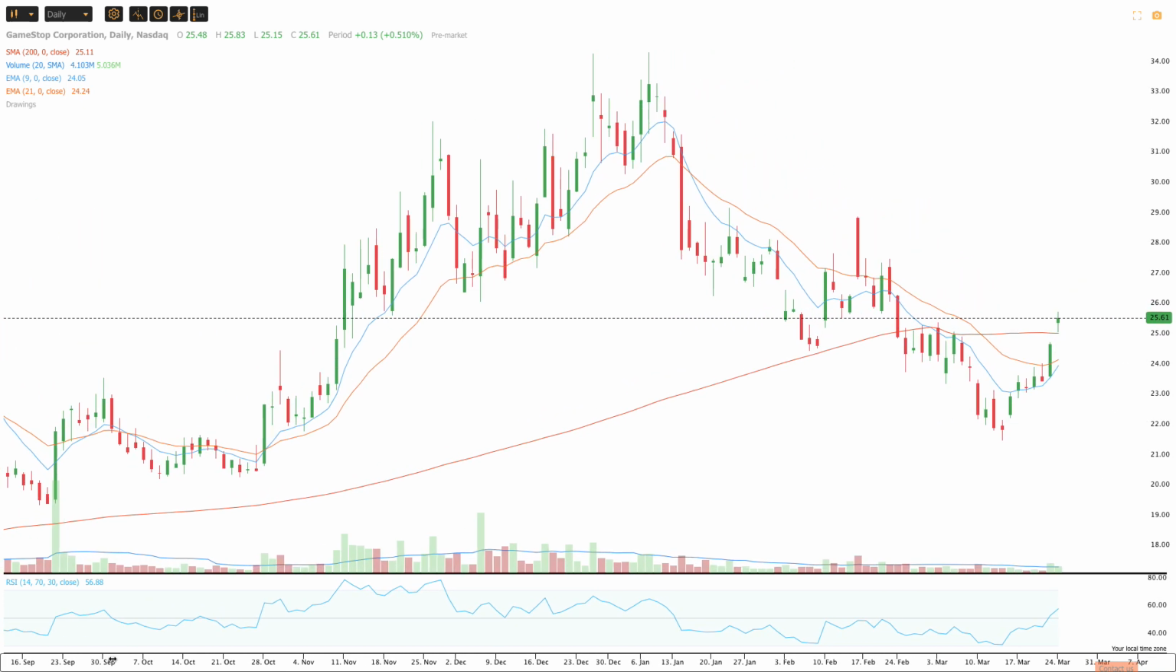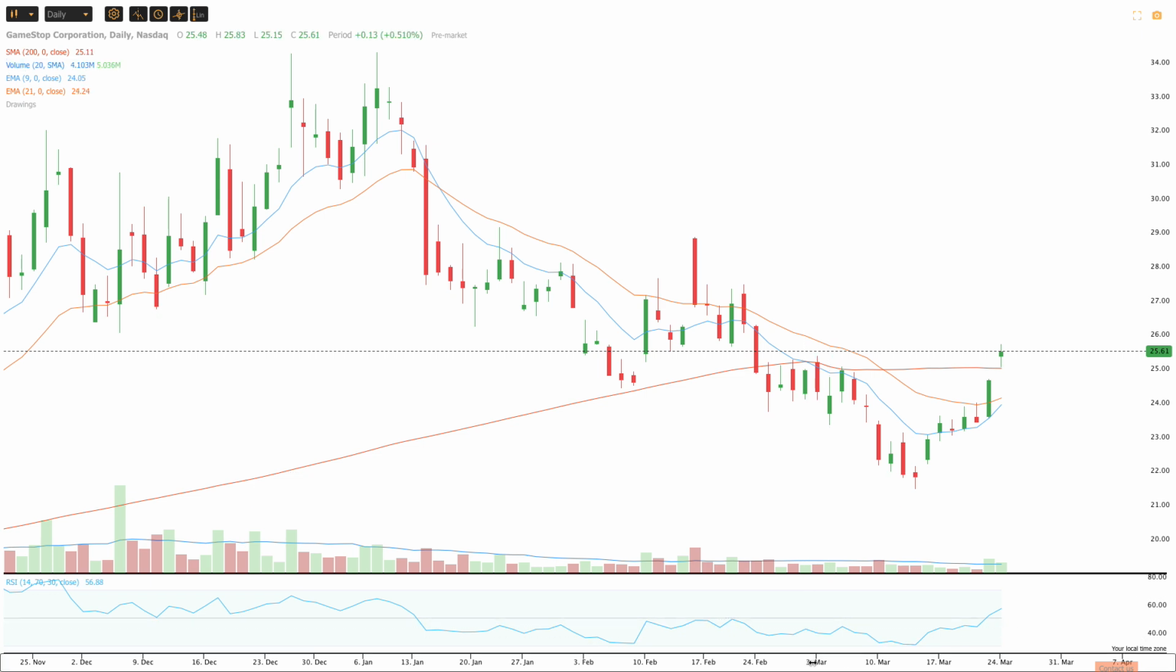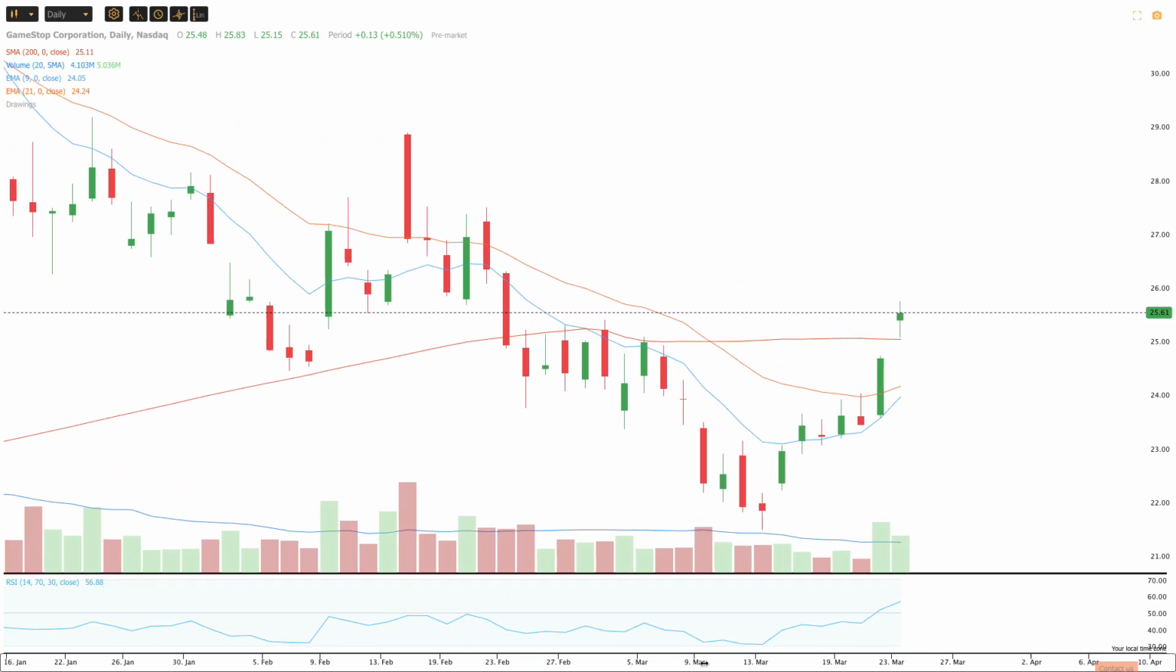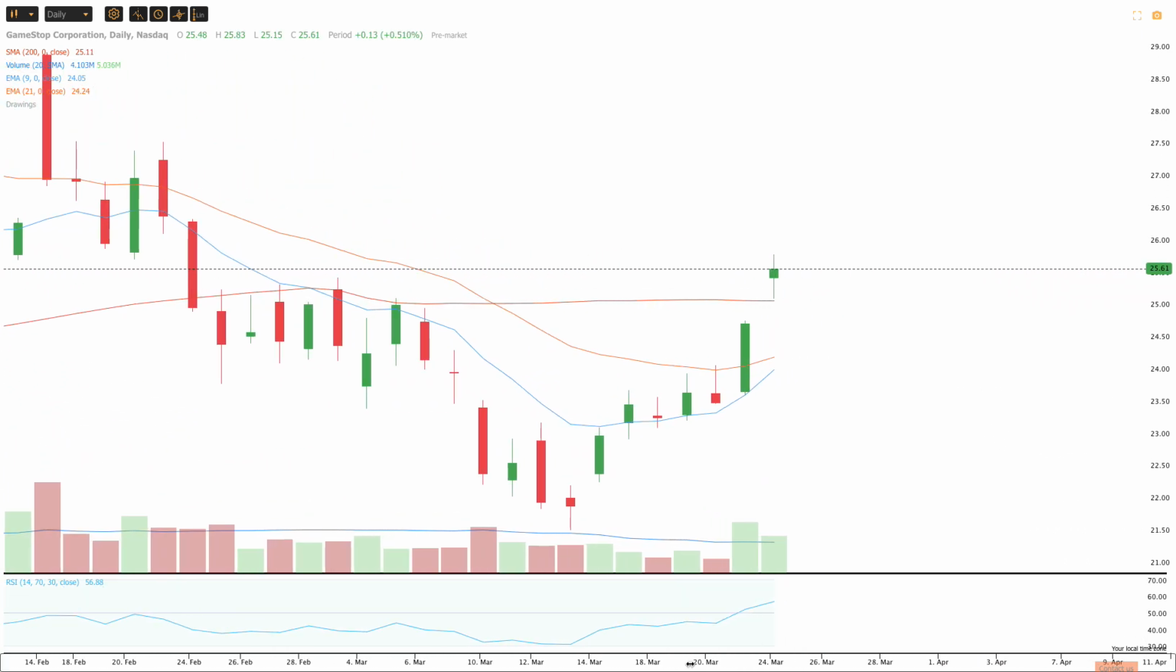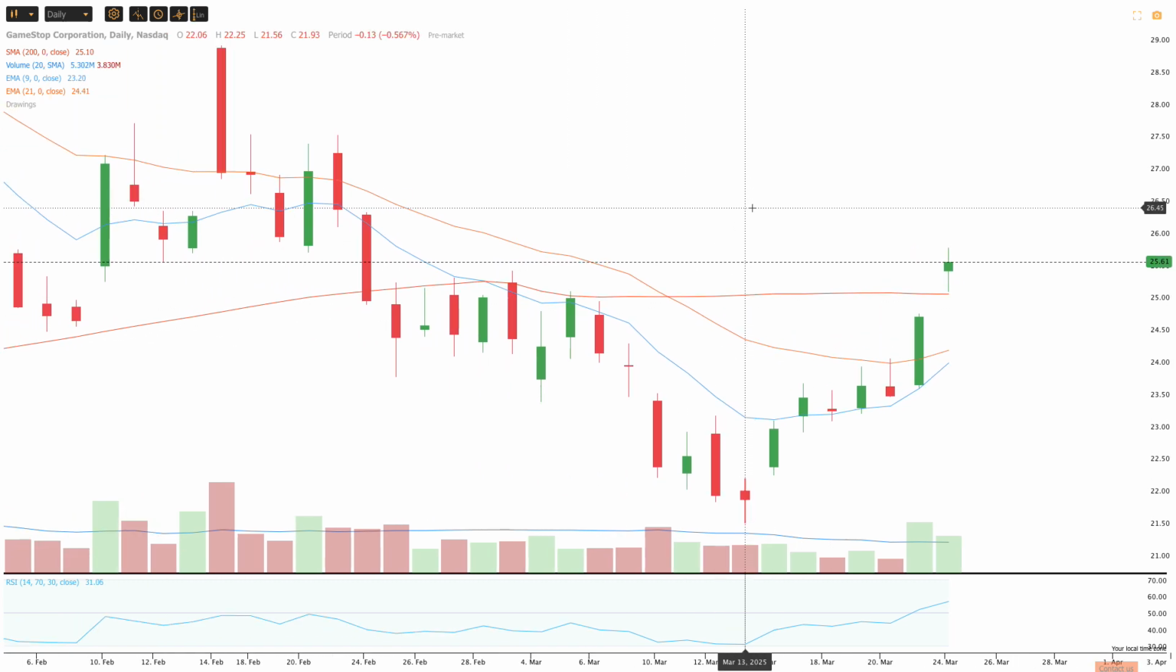There was a lot of noise, a lot of buzz behind the name from a technical standpoint. So let's zoom in here a little bit and look at this chart. We saw a lot of articles and headlines. Even Nasdaq wrote an article: GameStop above the 200-day SMA, bullish for the stock. It's something that was looked for.